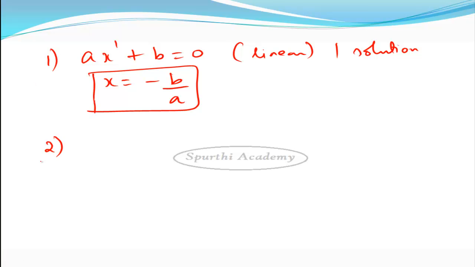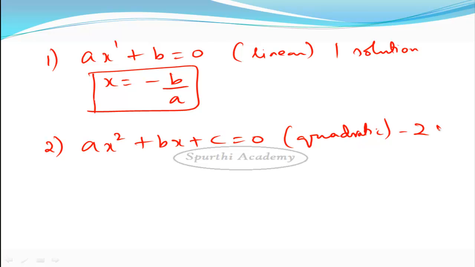Okay, so then you have quadratic equation ax square plus bx plus c is equal to 0. So it is quadratic, in the sense it has two solutions. See, solutions are nothing but roots. You can say any quadratic equation has roots. We will see what actually the roots are.